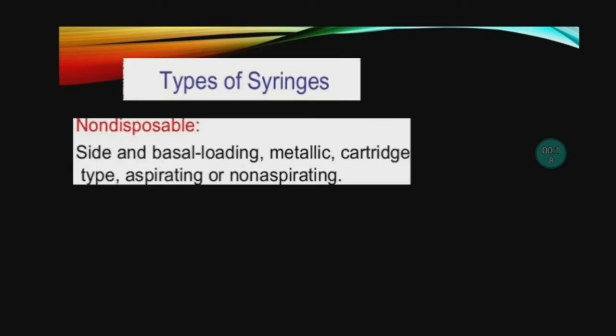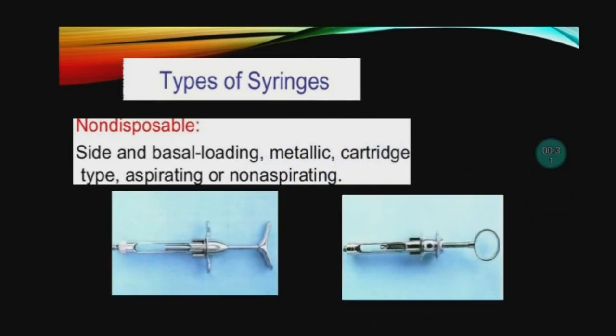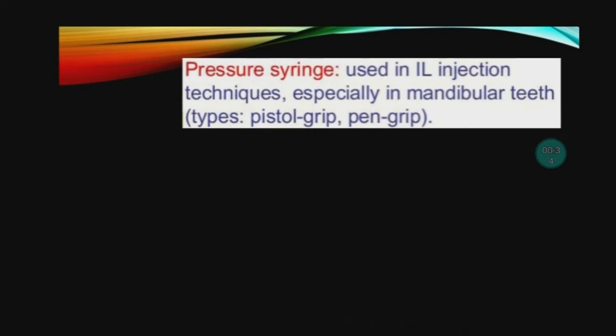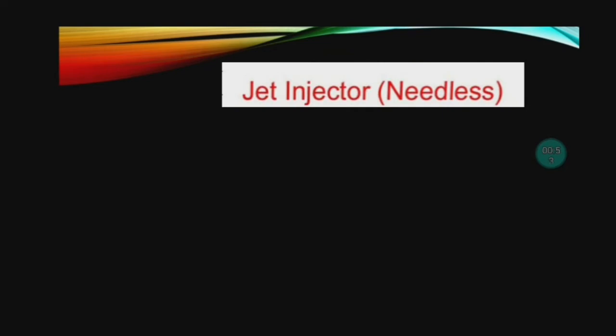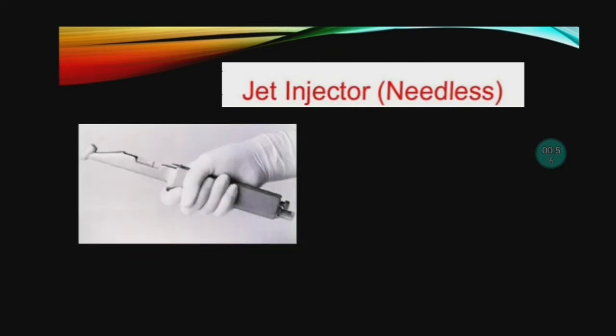So, types of syringes. The non-disposable: it is a side and basal loading, metallic, cartridge type, aspirating or non-aspirating. And the second one is the pressured syringe. It is used in intraligamentary injection techniques, especially in mandibular teeth. There are types: the pistol grip and the pen grip. Then the jet injector needles. These images show the jet injector needles.